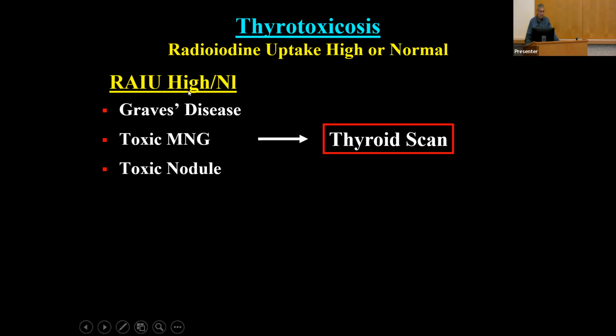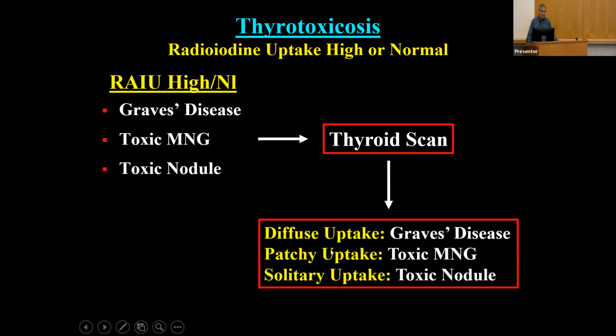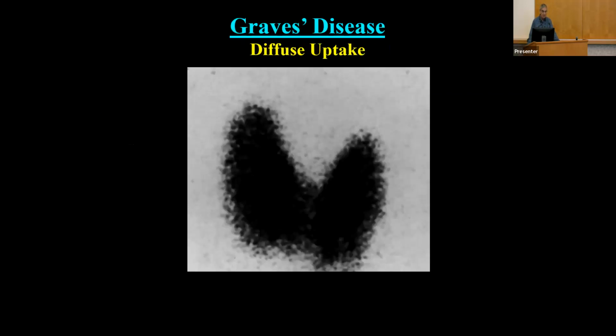So if the radioactive iodine uptake is high or inappropriately normal with a low TSH, get a thyroid scan. And that's going to tell you what the disease is. If it's diffuse uptake, that's Graves' disease. If it's patchy and just in places, it's the toxic multinodular goiter. And if it's uptake in only one spot, it's a toxic nodule. So let me just show you some pictures of that.